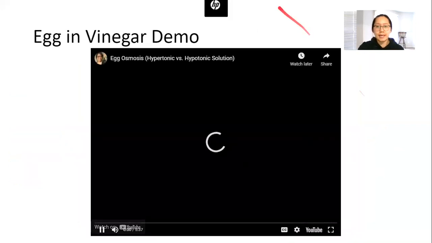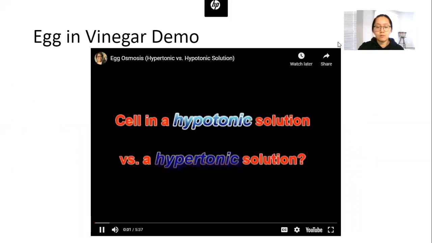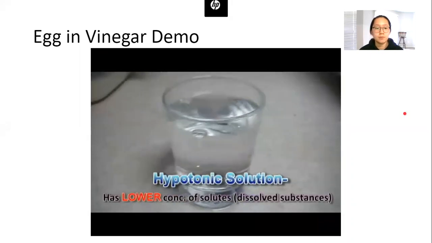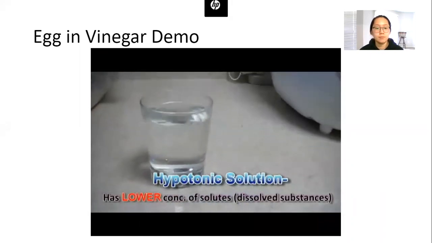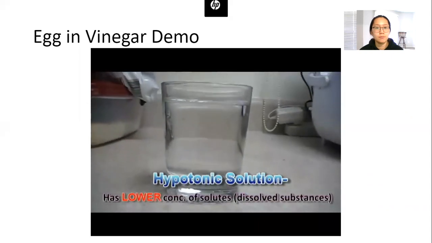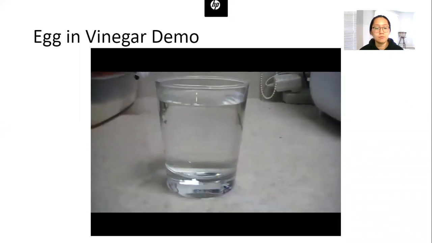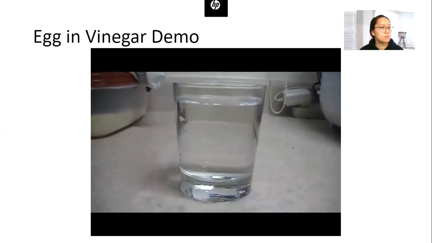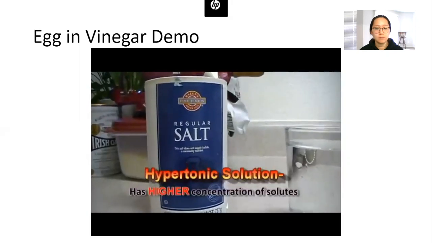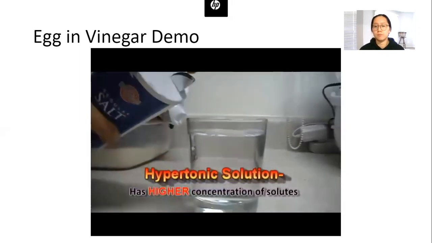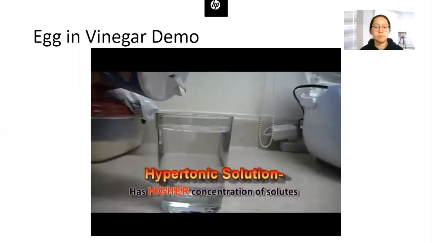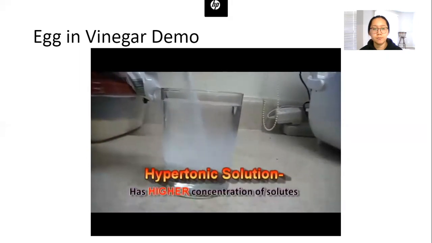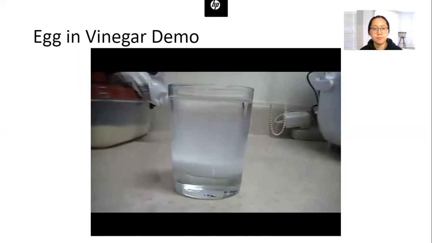So here is the egg in vinegar, placed in a hypotonic solution versus a hypertonic solution. A hypotonic solution is simply a solution that has a lower concentration of solutes, dissolved substances, compared to the inside environment of a cell. For example, water is considered a hypotonic solution since it is very low in solutes. A hypertonic solution is a solution that has a higher concentration of solutes compared to the cell's inside environment. For example, water with a lot of salts is considered a hypertonic solution since it is very high in solutes.